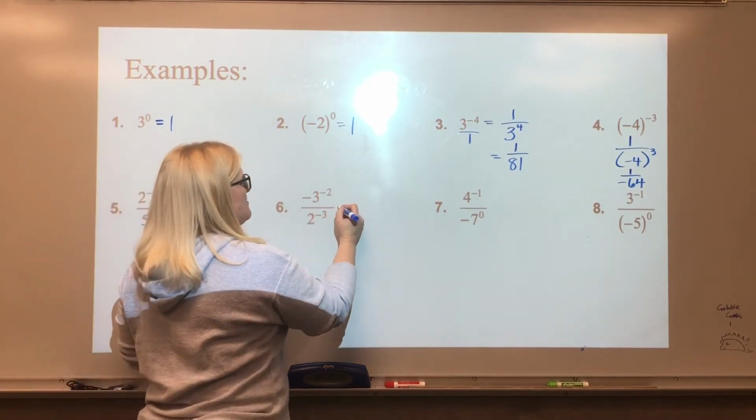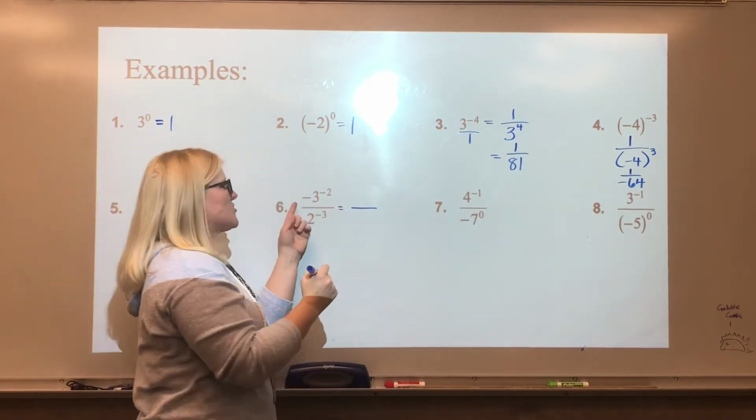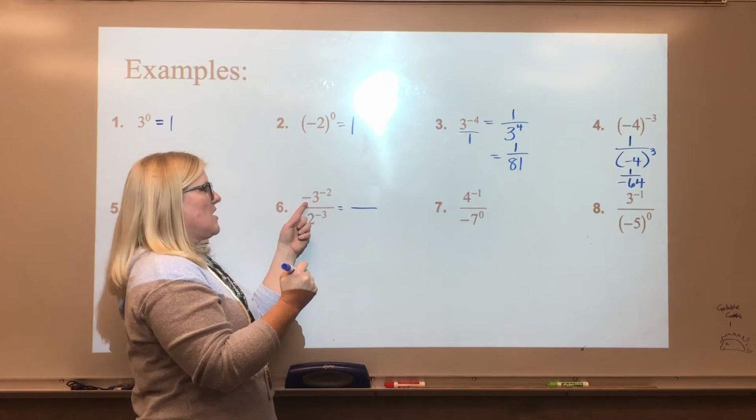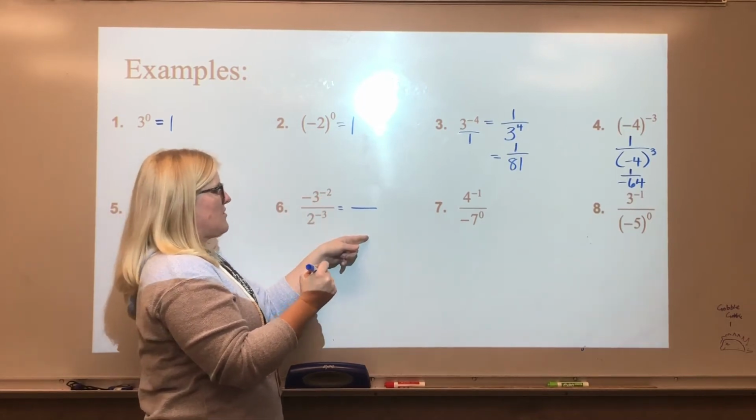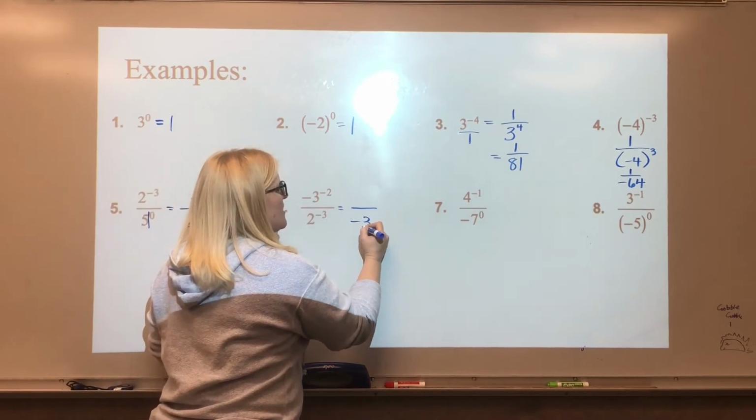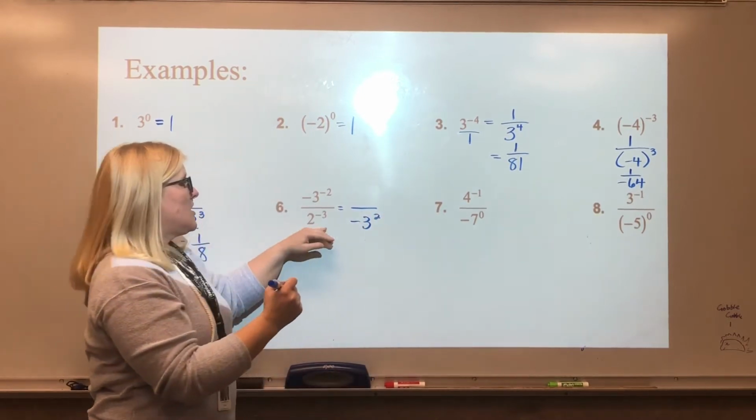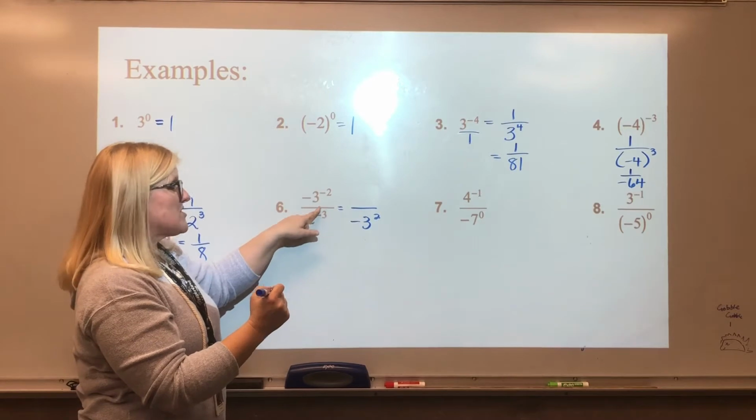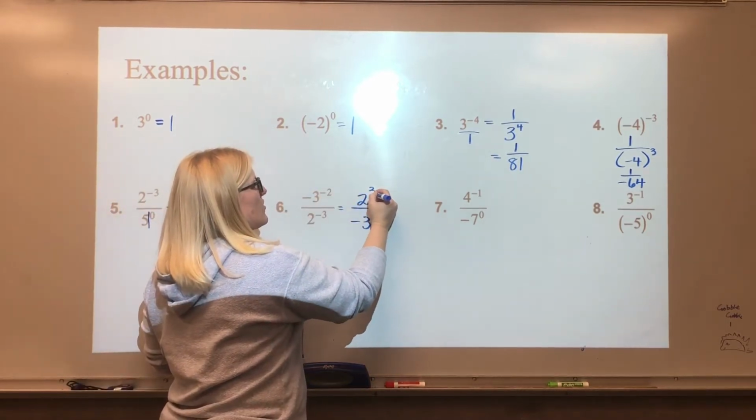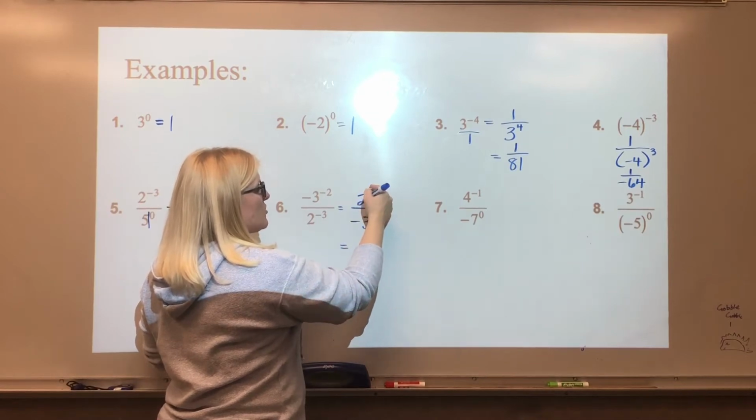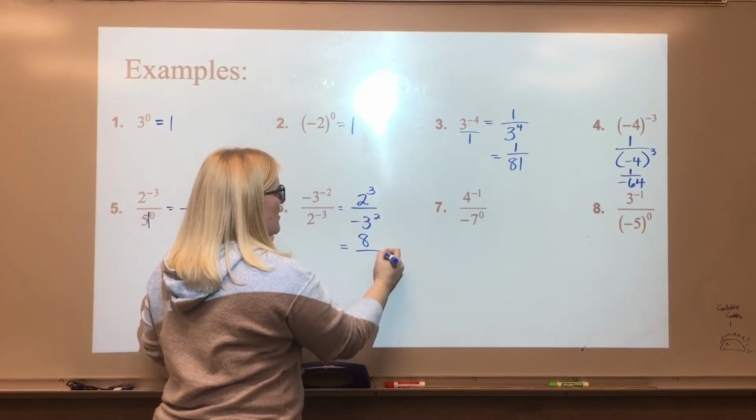Okay, this one's a little trickier because we don't have parentheses. Okay, negative 3 to the negative 2. It's going to come down here. Negative 3 squared. Okay, 2 to the negative 3 is downstairs. It's going to come upstairs. So 2 to the third. So we've got 2 to the third is 8 in the numerator.